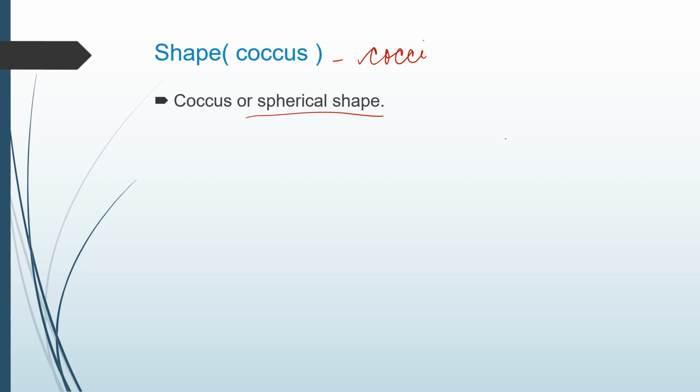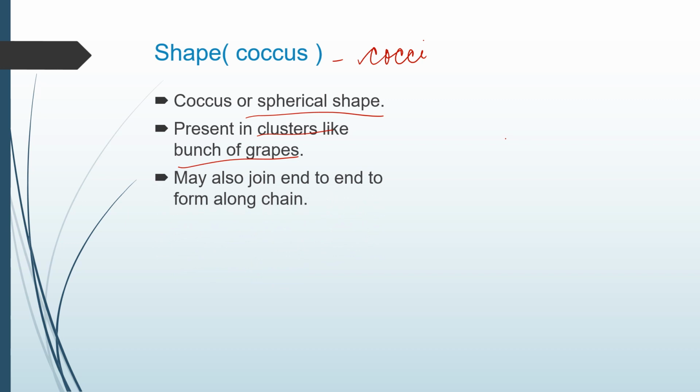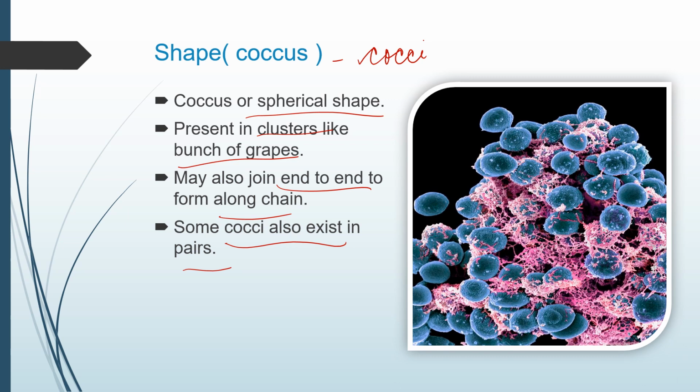They look like a bunch of grapes, present in clusters. They may also join end to end to form a chain, and some cocci also exist in pairs. It differs from one group to another. Either they remain in clusters like grapes, or they form an end to end chain, or they exist in pairs. Now here is one clustered cocci. This is an example of staphylococci or streptococci.